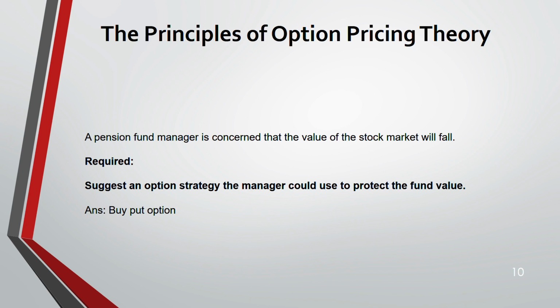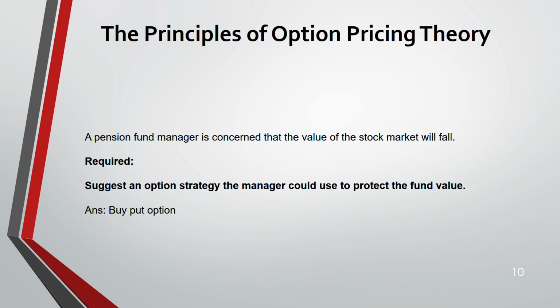Option to sell. Okay, so remember it. Whenever you are concerned that the value of the stock market will rise, it will be a call option. When it will fall, it will be a put option. Because you do not want to buy at a higher price. If the stock market keeps increasing, you do not want to pay that high price. That's why it's a call option.